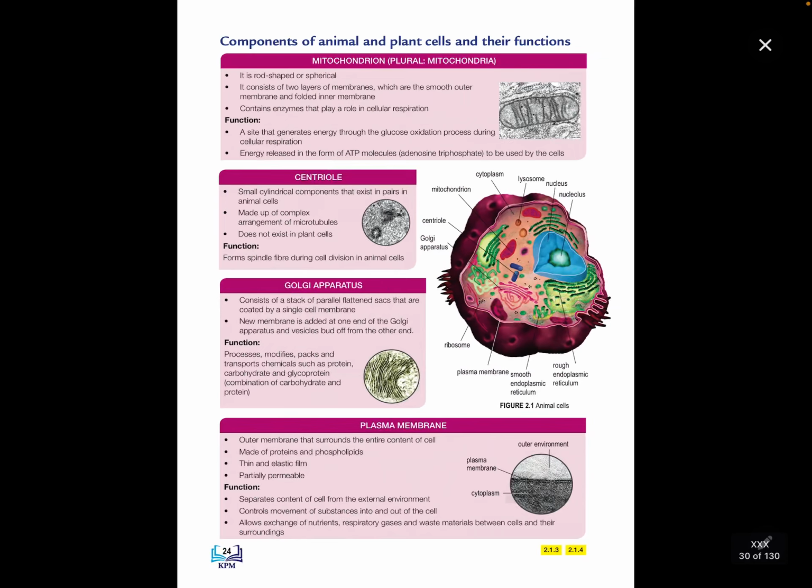2.1 talks about cells, which are basically the basic unit of all living things. So this is the most important thing in the chapter, the components of animal and plant cells and their functions. Firstly, mitochondria are the powerhouse of the cell. What that means is they are the place where energy is produced. So energy is produced through cellular respiration, and energy is released in the form of ATP.